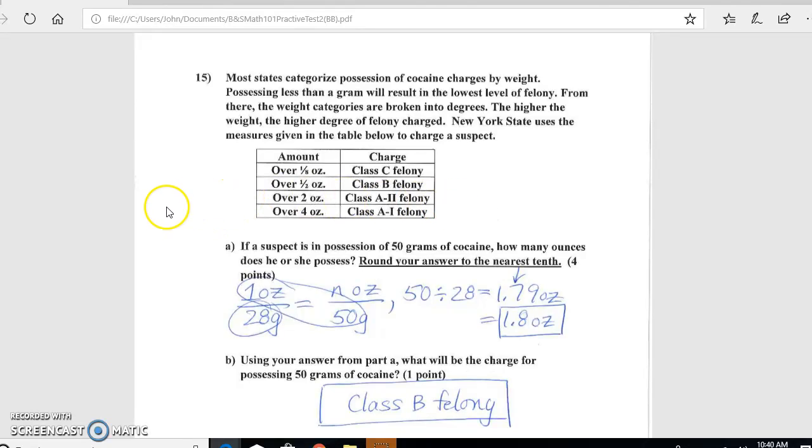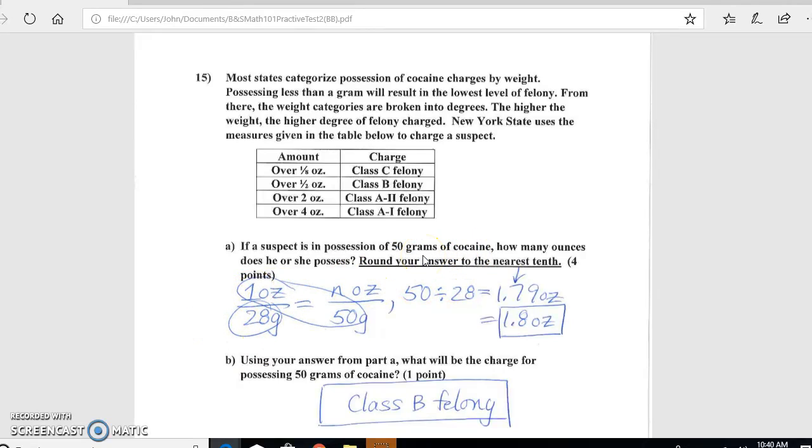So we are given this question in letter A. If a suspect is in possession of 50 grams of cocaine, how many ounces does he or she possess? Round your answer to the nearest tenth. We want to convert the 50 grams into ounces because the table is given to us in ounces. So we need to convert between grams and ounces. We need a formula to do that.